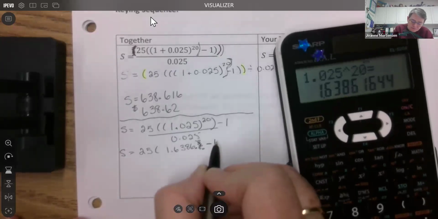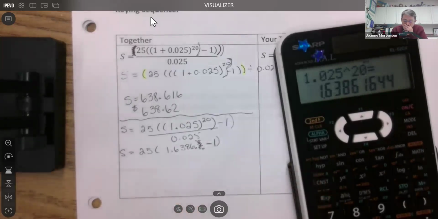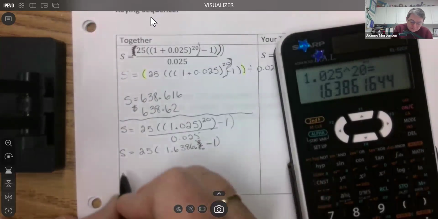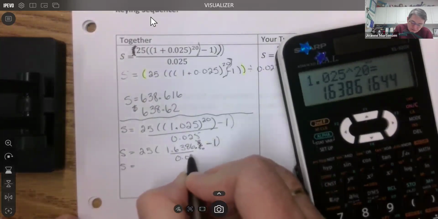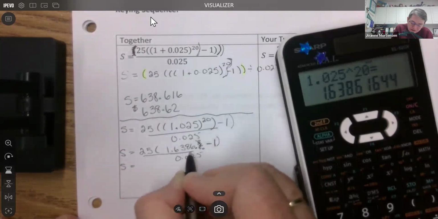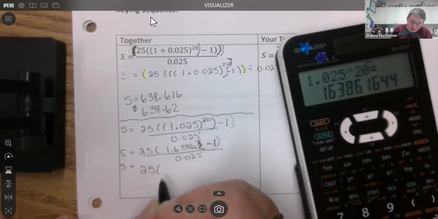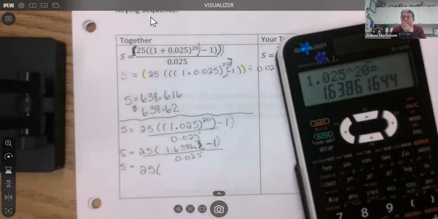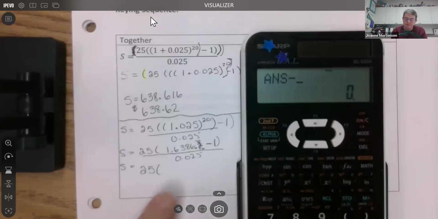Excuse me. Minus 1. There should be a bracket there. Oh, divided by 0.025. And that's the whole thing. Sorry. I'm just going to take away 1. Right, I'm doing this part.